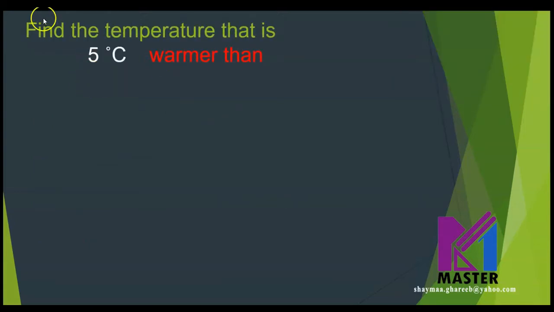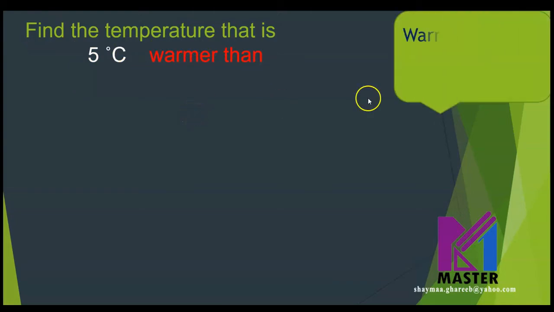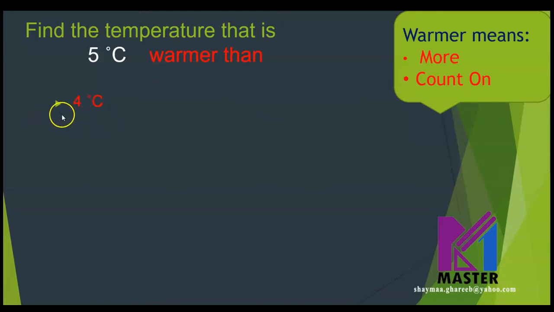Now, let's try the temperature that is 5 Celsius degrees warmer than. What is the meaning of warmer? Warmer means more, 5 degrees more, or we are going to count on or count forward. So let's start. If the temperature is 4, then the other temperature, which is 5 degrees warmer or more, equals 9.